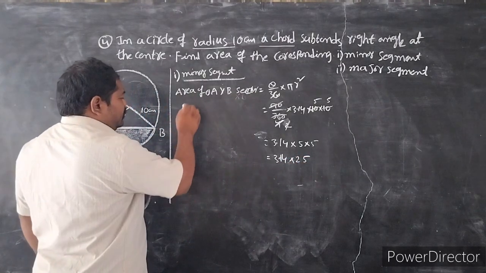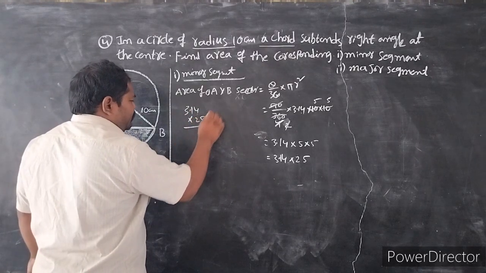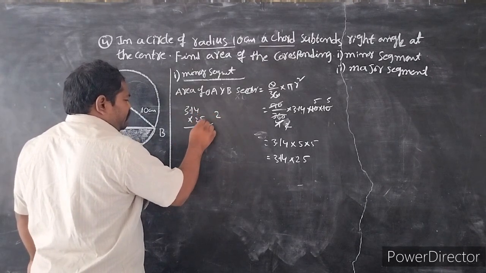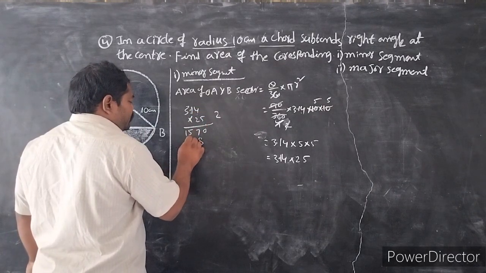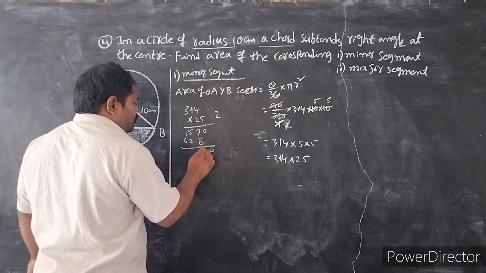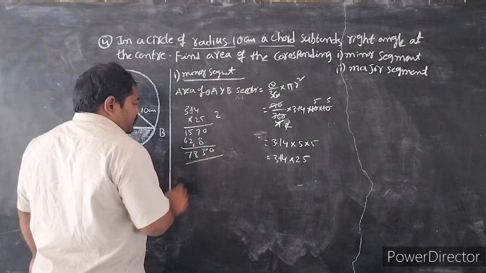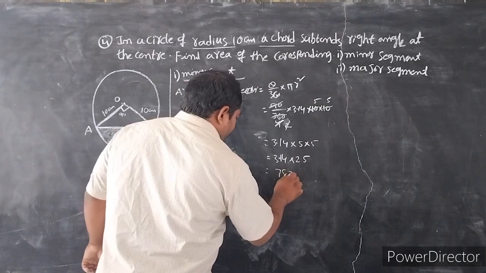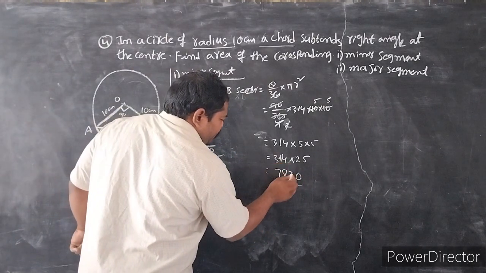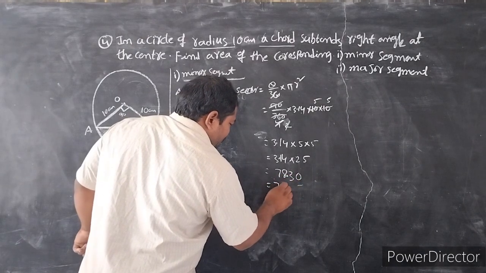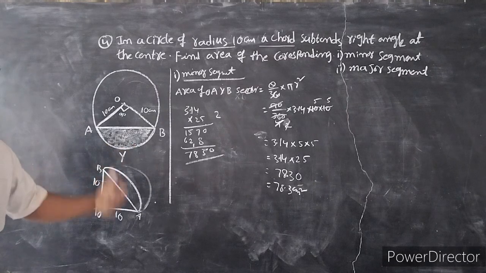What is the value of 3.14 into 25? 5 4s are 20, 5 1s are 5 plus 2 is 7, 5 3s are 15. We have 2 5, 2 4s are 8, 2 1s are 2, 2 3s are 6. So we get 7, 8, 3, 0, which is the area of this sector. We put the point after two places. Therefore, 78.3 centimeter square is the area of this sector only.